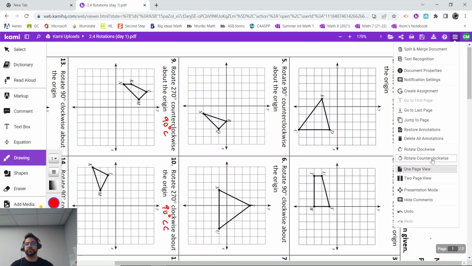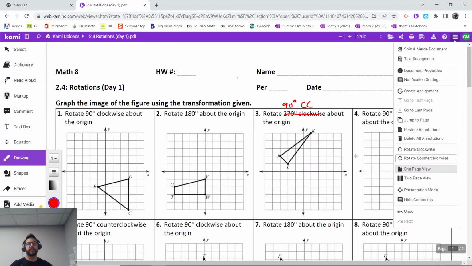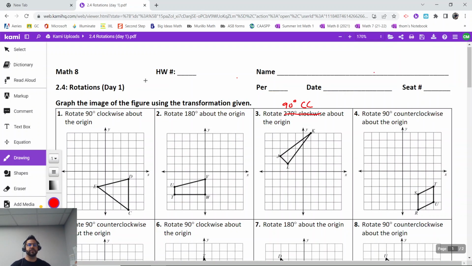Go back to normal. And you know it's back to normal again if you have your name part at the top. So again, 90 clockwise is going to be your right hand, rotate it. Your name is on the right side now. That is 90 clockwise.